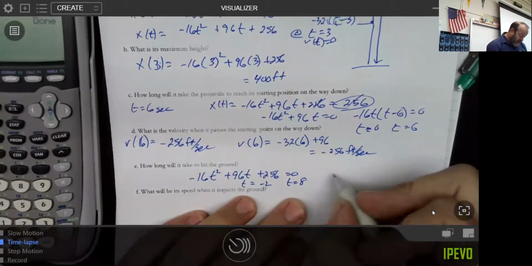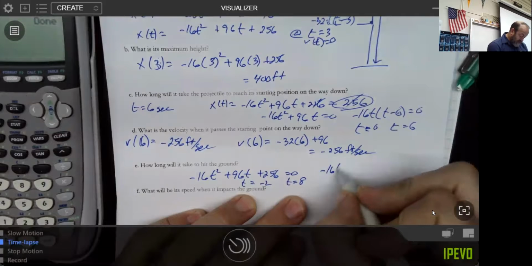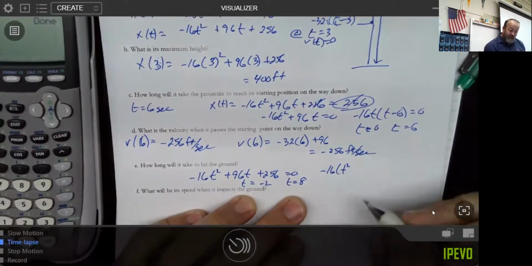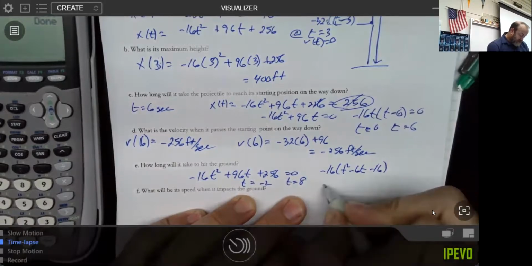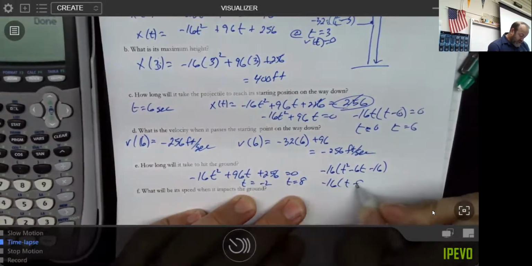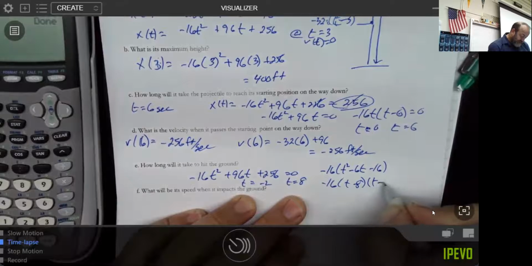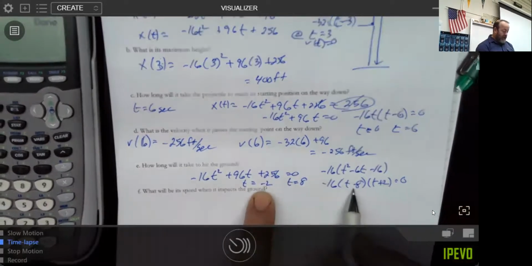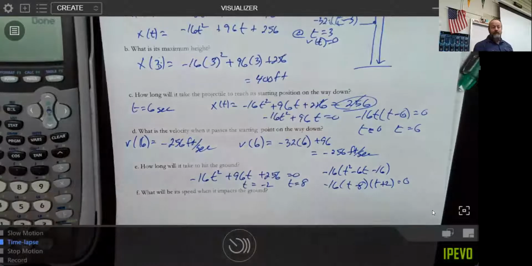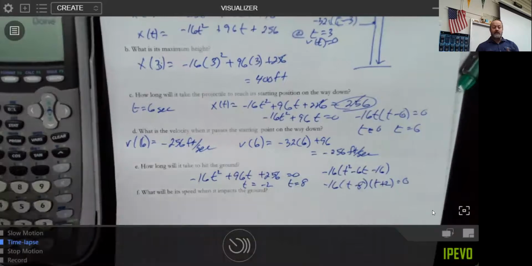But of course, we could have factored the negative 16 out, and if we did, we got negative 16 times parentheses t squared minus 6t minus 16. And this is going to validate our response very easily. You're going to notice that we get those same two values. All of these are word problems, so we should write a little sentence, but I'm just communicating orally that it would take exactly 8 seconds for this thing to hit the ground.